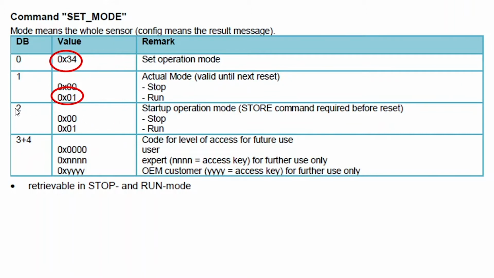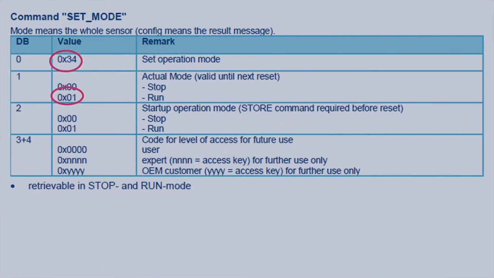Again, optionally, you could set the data byte 2 to either stop or run, whatever you want the module to do after startup, after reset. But if you wanted to change the data byte 2 here, you would have to send another store command after this start message. Data byte 3 and 4 will again stay at 0.